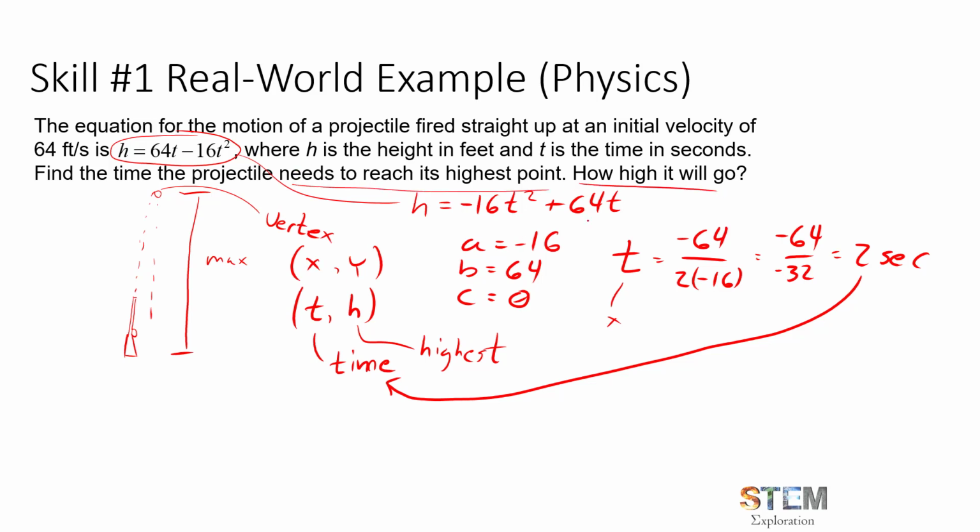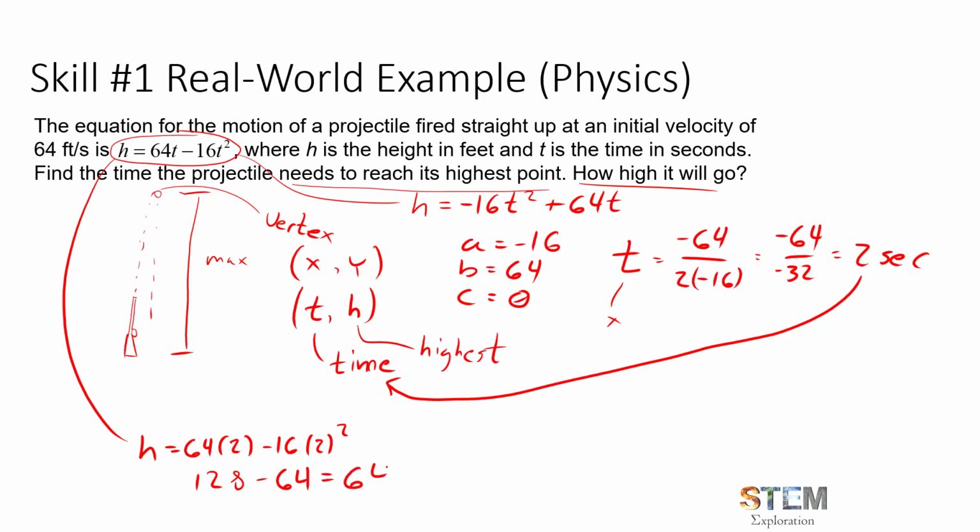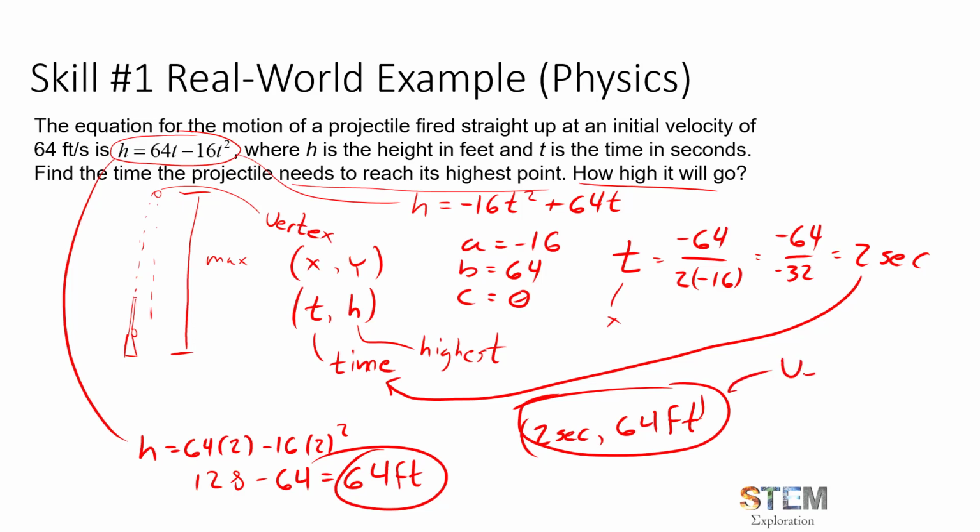And so now we need to find out how high it actually goes. So we're going to take the original equation and plug in 2 for t. And so we'll go 2 times 64 minus 16 times 2 squared. That's 128. 4 times 16 is 64. And so the highest point is 64 feet. And so with that said, we can find that vertex of 2 seconds at 64 feet. And this is your vertex, which is the point that describes the answer for this given real-world example.